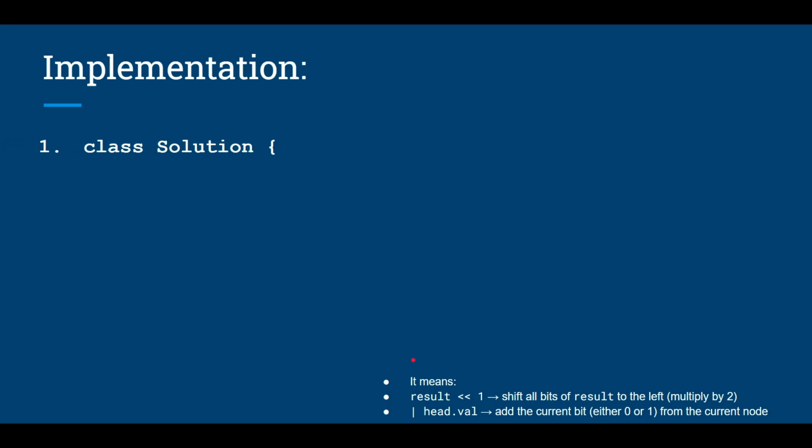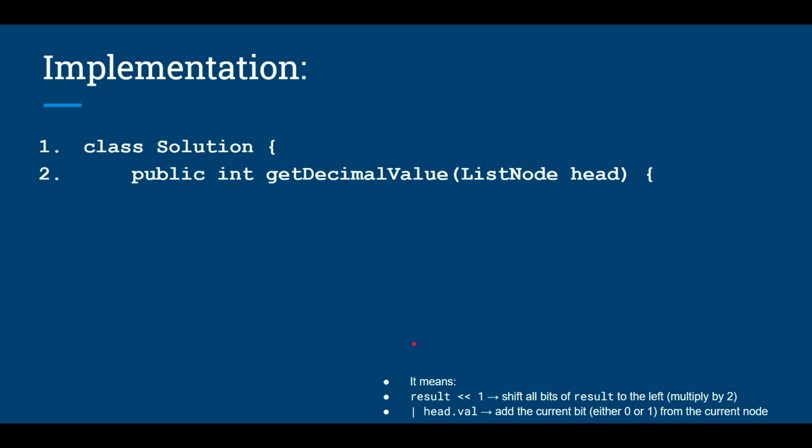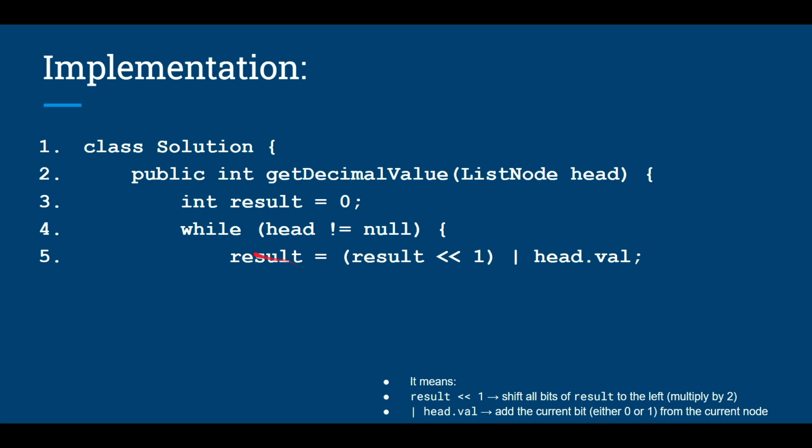Let's understand the implementation. The very first thing, we are given a class and this function. This function takes a list node, you know the ListNode class, with a current node and a next node. Let's suppose this is our head. First we take int result equal to 0 and initialize it, and while head is not null, we have to iterate. Result is multiplied by 2, and each time we add the current value.